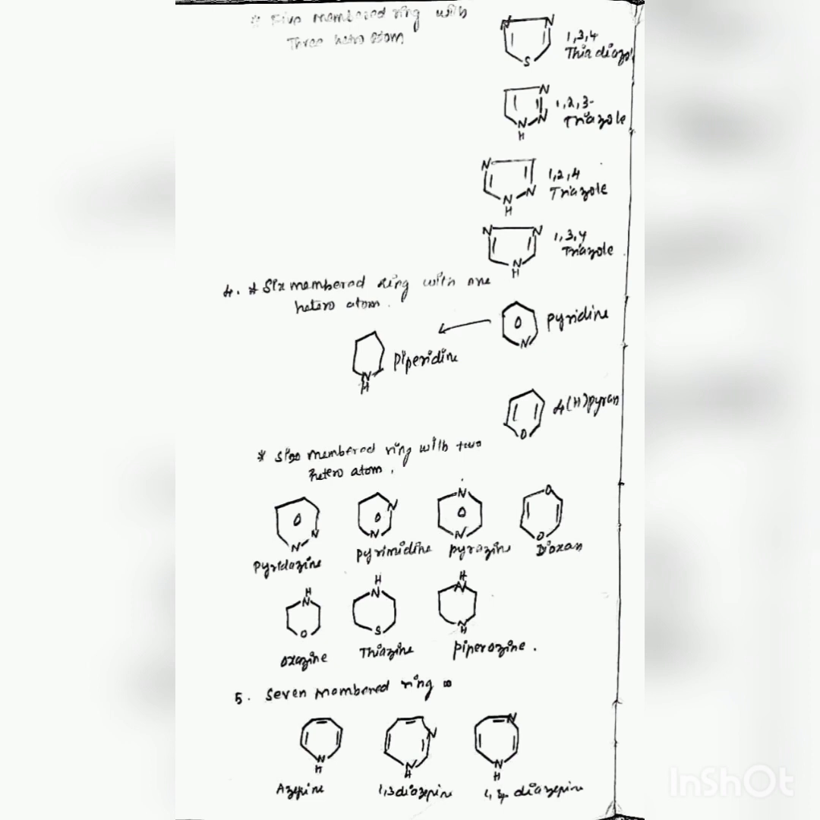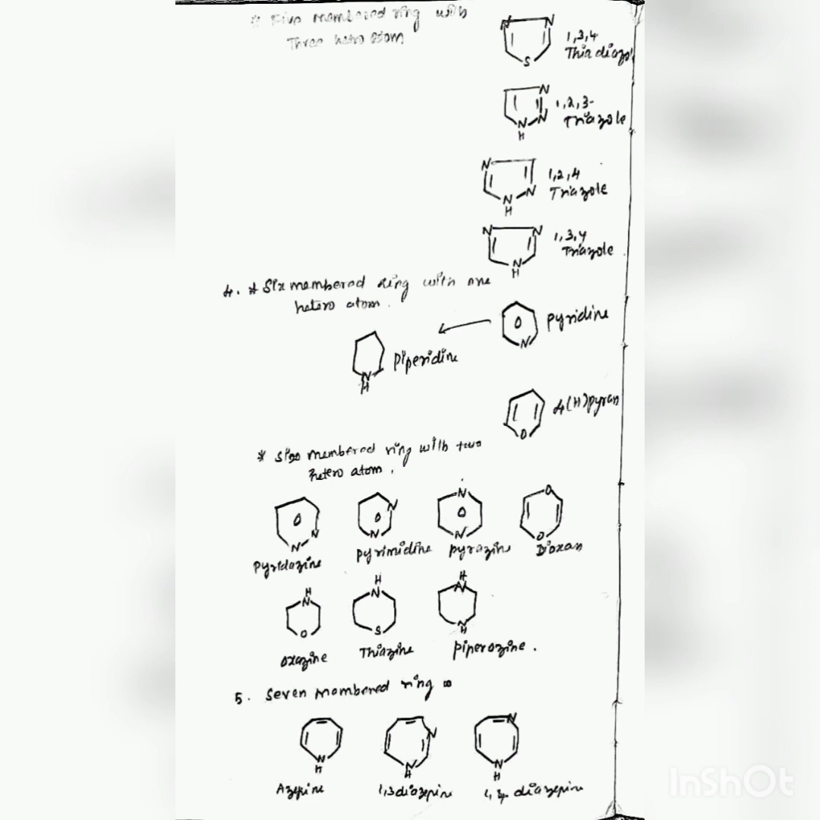Next one is the 5-member ring with 3 heteroatoms. One of the examples will be thiadiazole, where one sulfur and 2 nitrogen atoms are present. In the first position sulfur is present, and in the third and fourth positions nitrogen is present. So hence it is called 1,3,4-thiadiazole.